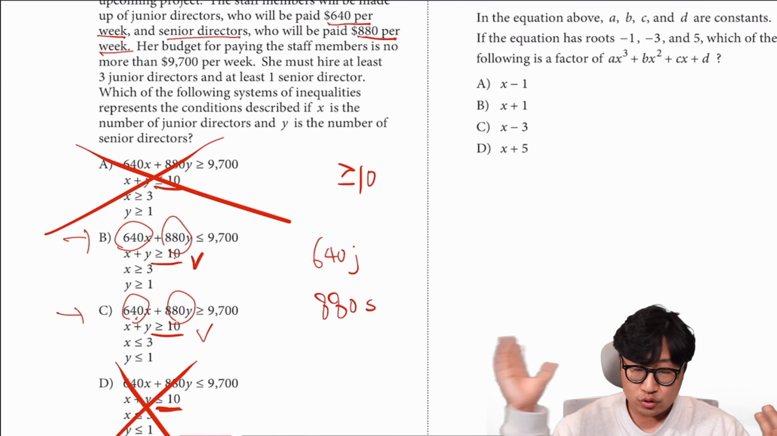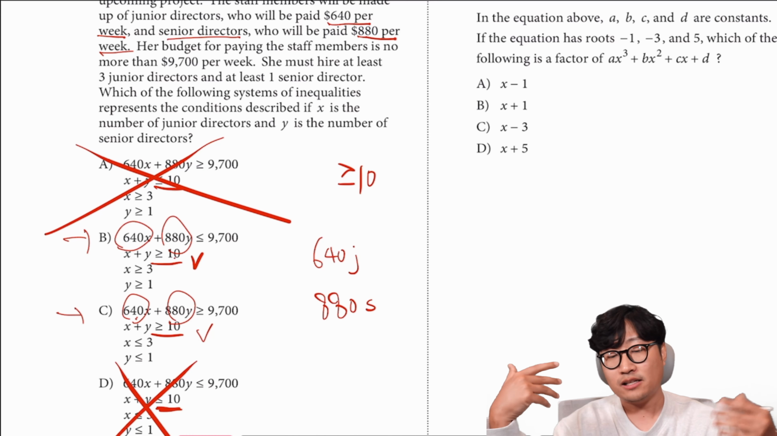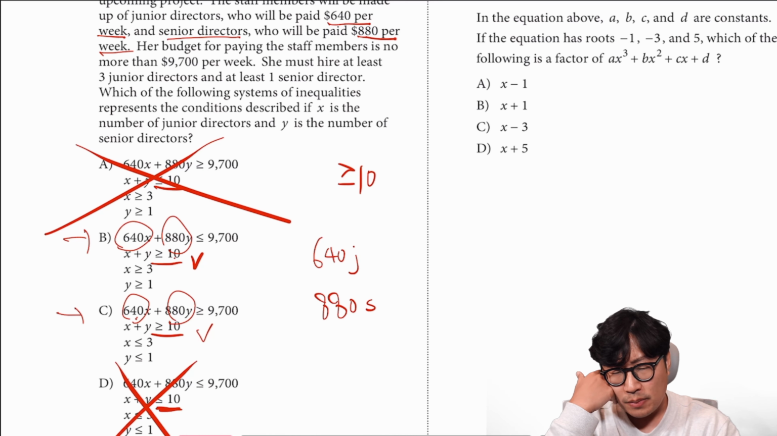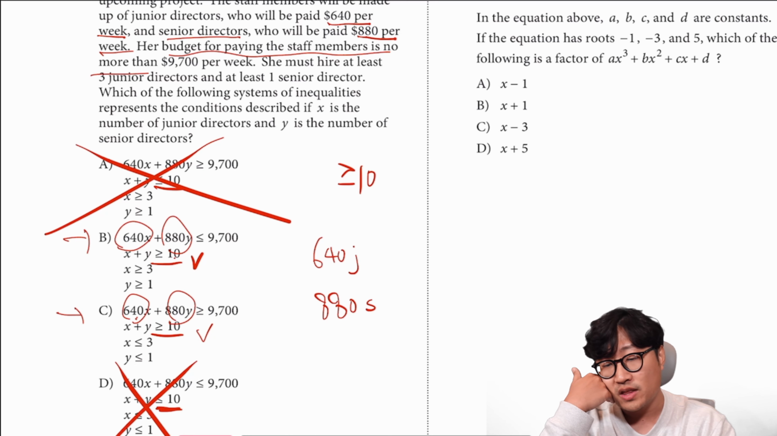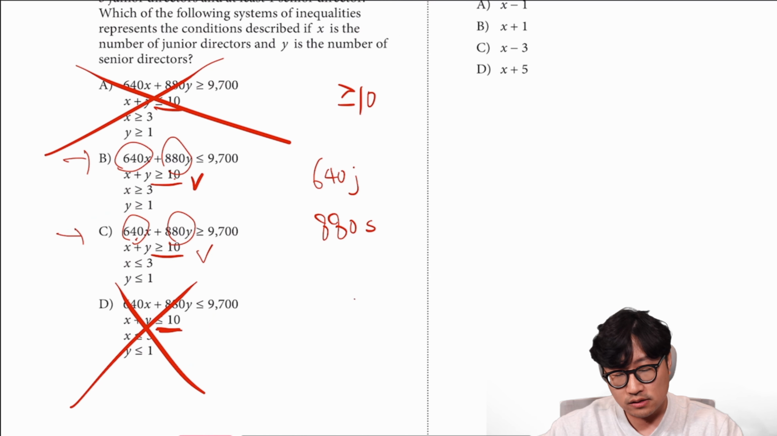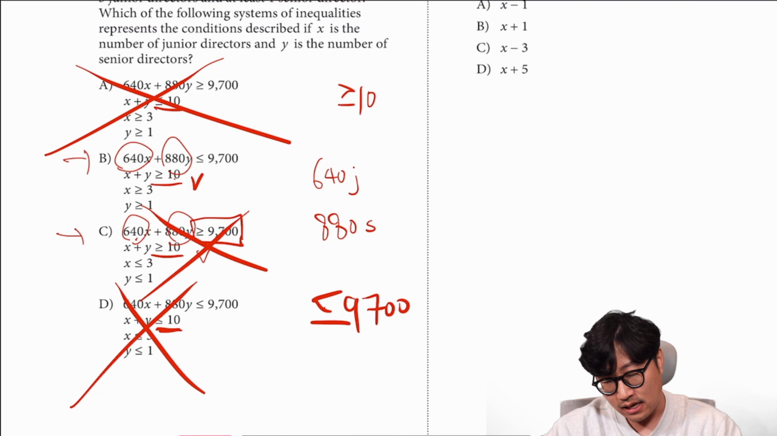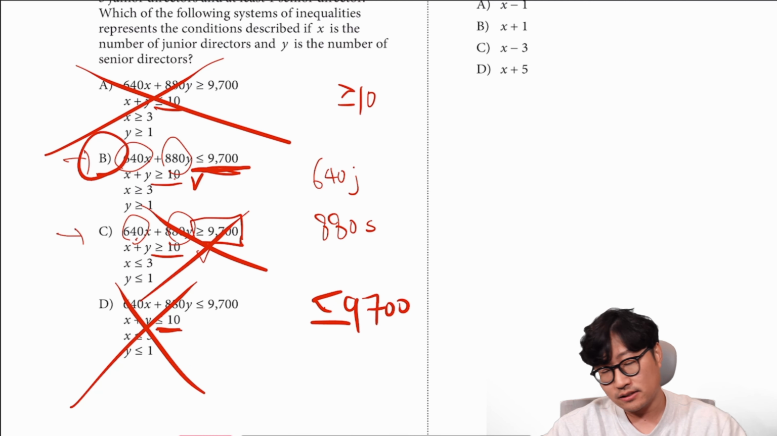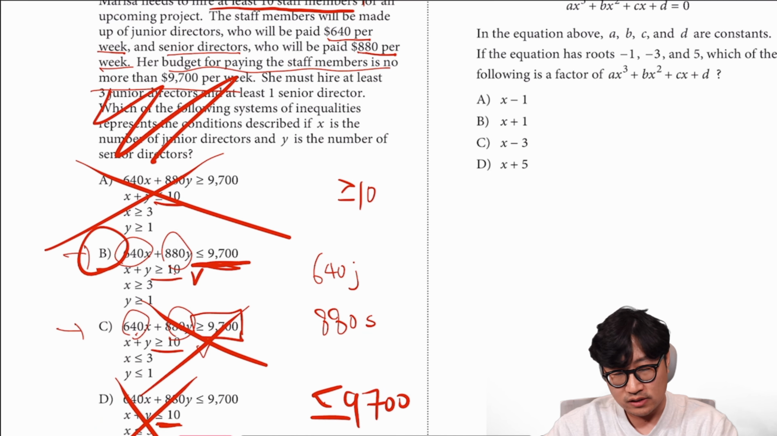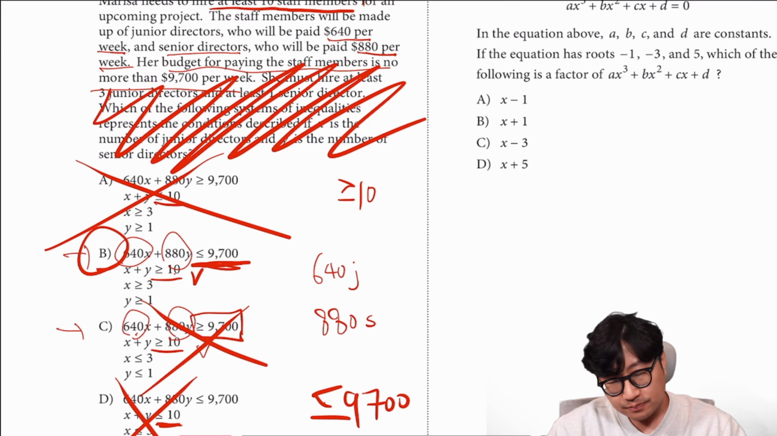X is probably the juniors and Y is probably the seniors, but it doesn't matter. Her budget for paying the staff members is no more than $9,700. So no more than, meaning $9,700, if not less. Looking at C, it has the wrong sign, so that's out, and that is probably your answer. I'm not going to read the rest of these because I don't need them.